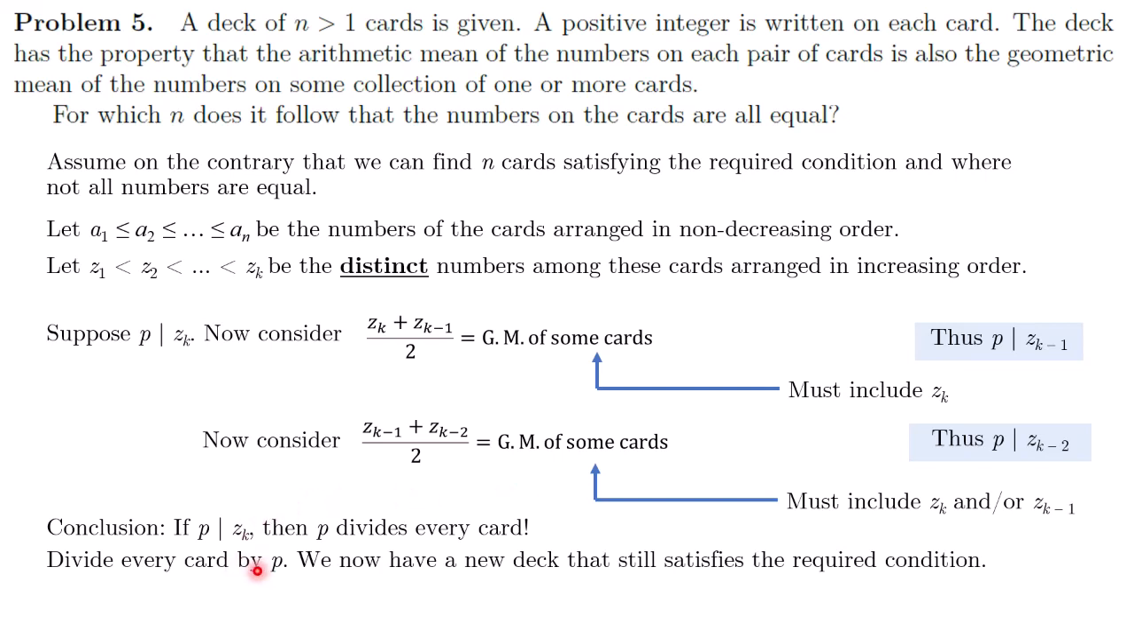Now, when p divides every card, what we can do is take the numbers on all the cards and divide across by p. Now we have a new deck. The new deck will still have not all numbers being equal, but more importantly, the new deck will still satisfy the required condition of the problem. And the reason is we can write out all the old equations under the old deck with the arithmetic mean equals geometric mean, and then we divide both sides of the equation by p, and we end up with the equations that we can use for the new deck.